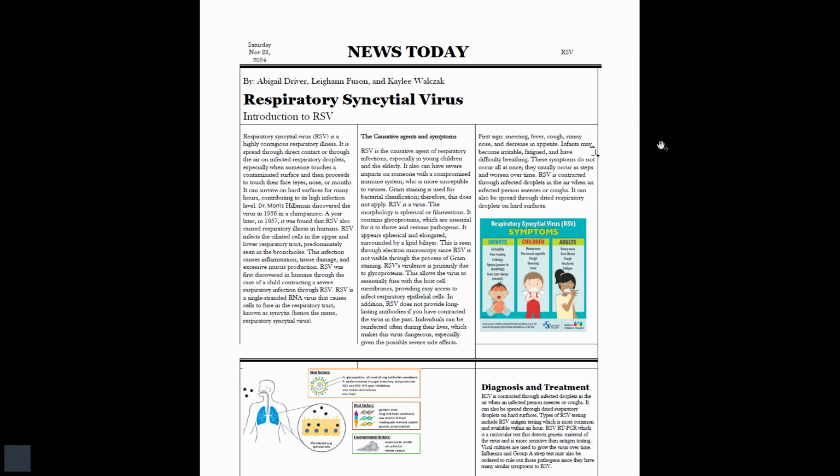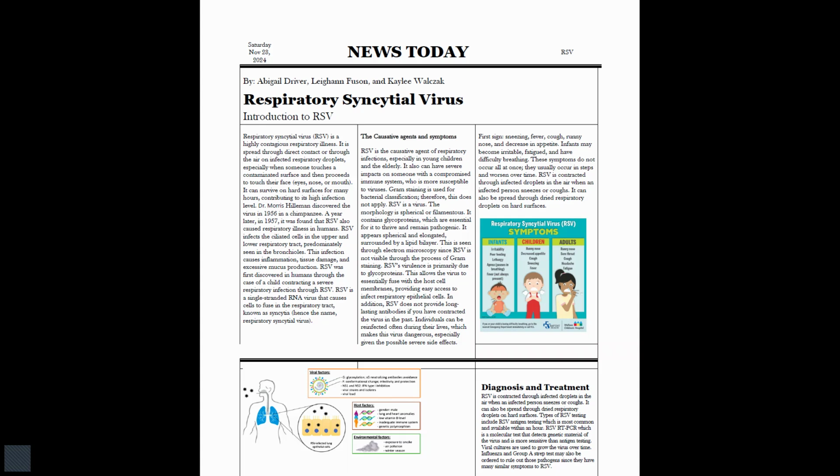Dr. Morris Hillman discovered the virus in 1956 in a chimpanzee. A year later, in 1957, it was found that RSV also caused respiratory illness in humans. RSV infects the ciliated cells in the upper and lower respiratory tract, predominantly seen in the bronchioles. This infection causes inflammation, tissue damage, and excessive mucus production. RSV was first discovered in humans through the case of a child contracting a severe respiratory infection through RSV.